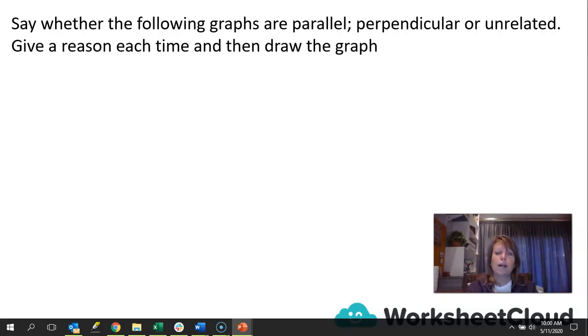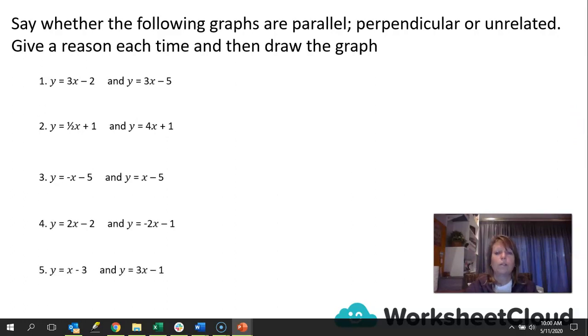So you need to decide whether the following are parallel, perpendicular, or unrelated. Then you need to give a reason, and then you need to draw the graph to prove your reason. So there is the first one, second one, third, fourth, and fifth. So you've got 5 to do. What I want you to do is pause the video, and try and work all those out. It might take you a while because you need to draw the Cartesian plane.